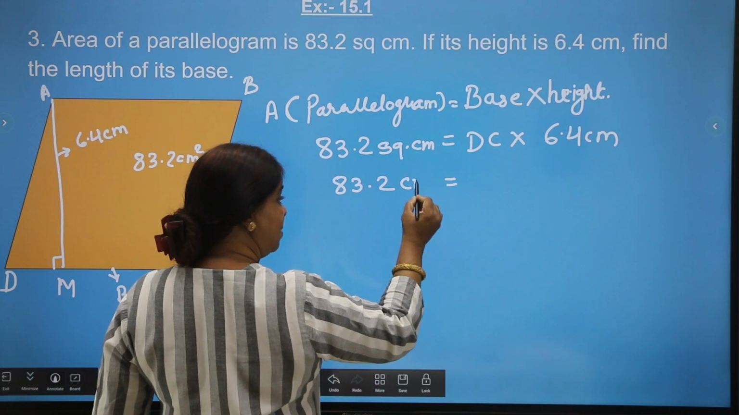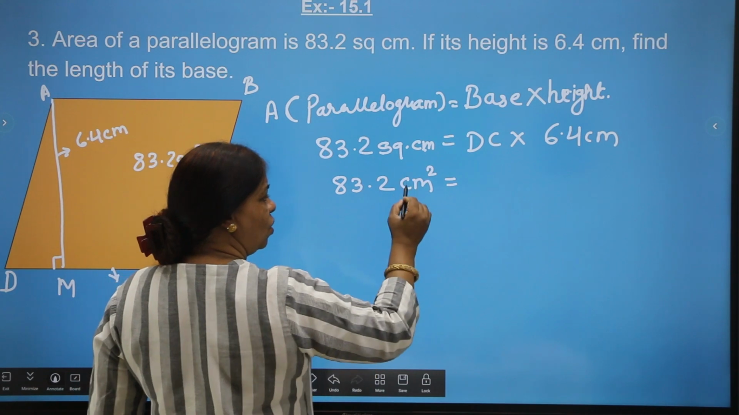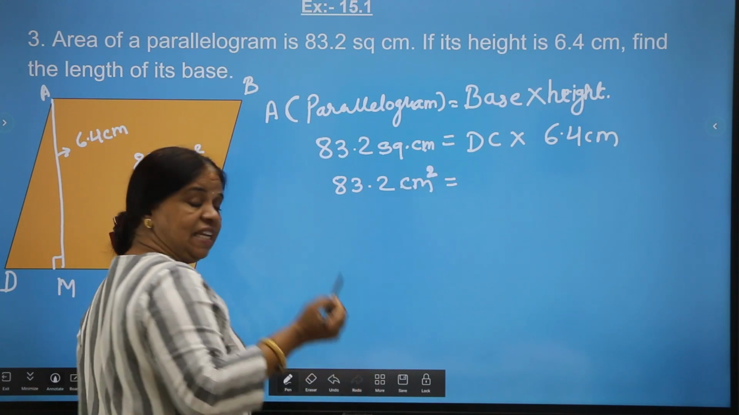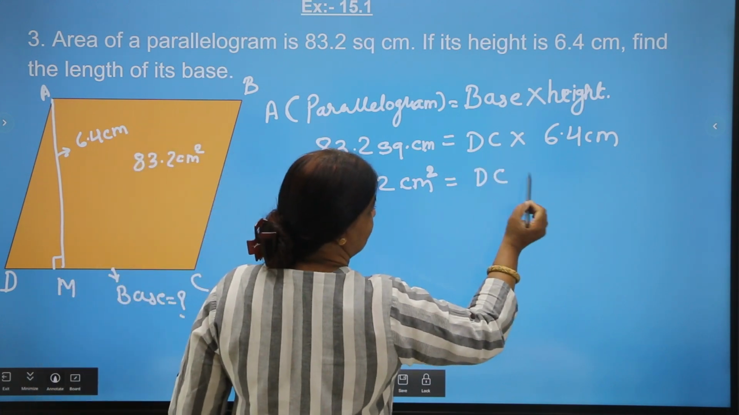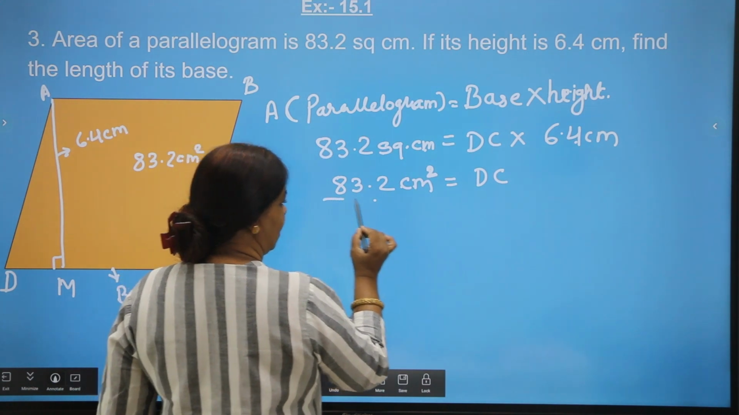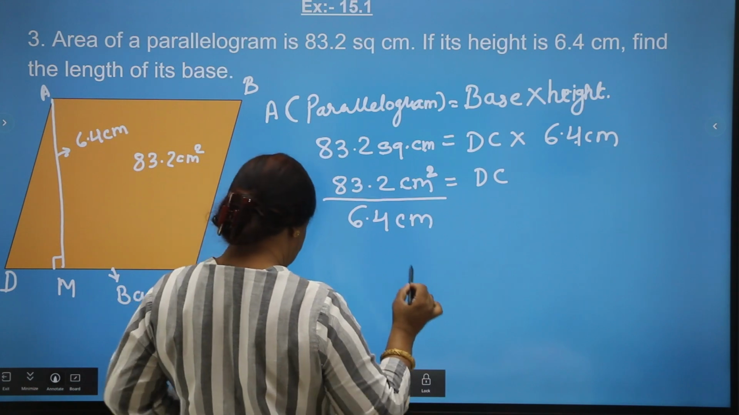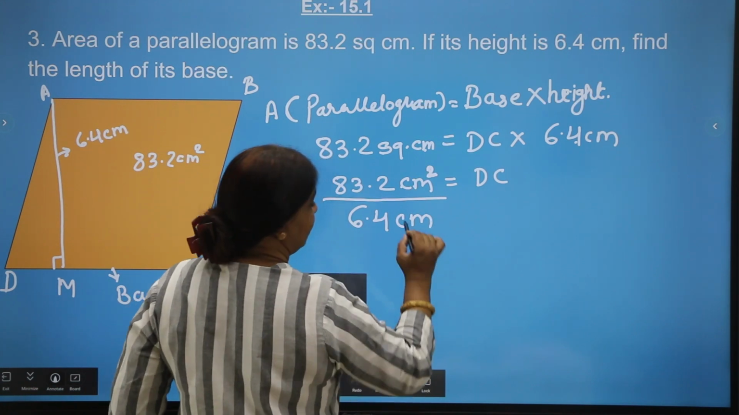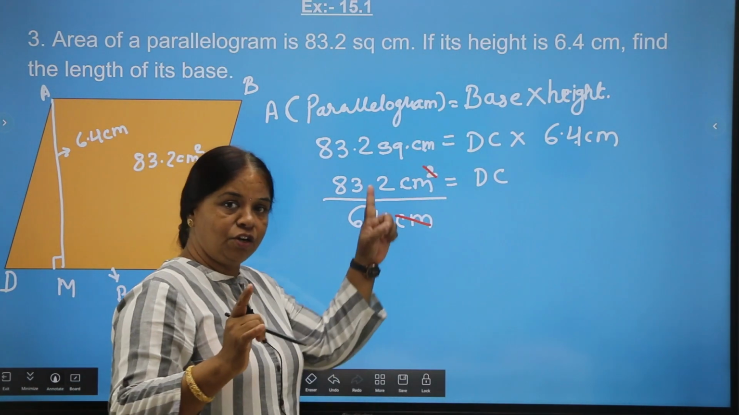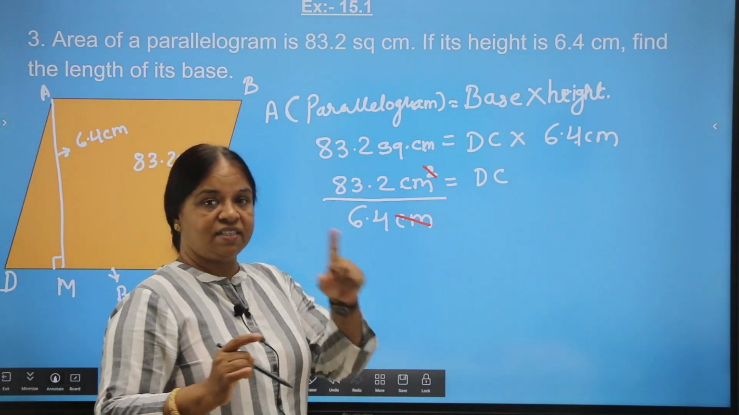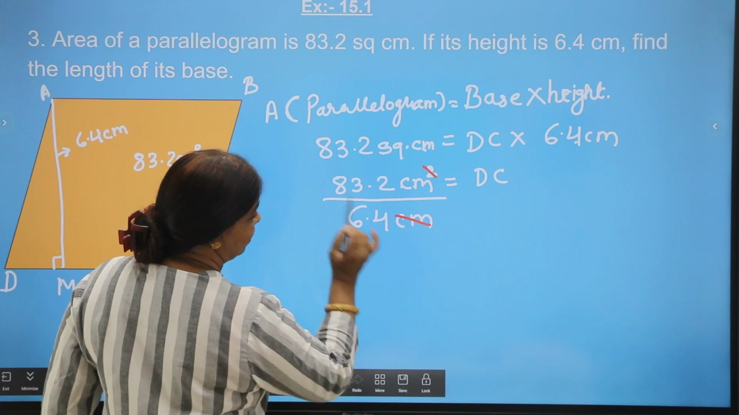Okay. Now as you know, I will be shifting this number here to the left side. 83.2 centimeter square or square centimeter, both are same. You can write square centimeter or centimeter square. That means centimeter is 2 times. Clear? And this is DC. 6.4 I will bring down to the left side. That is 6.4 centimeter. So 1 centimeter will cancel with this 1 centimeter. 2 times centimeter is there in the numerator and 1 centimeter is in the denominator. Now we are left with 83.2 divided by 6.4.